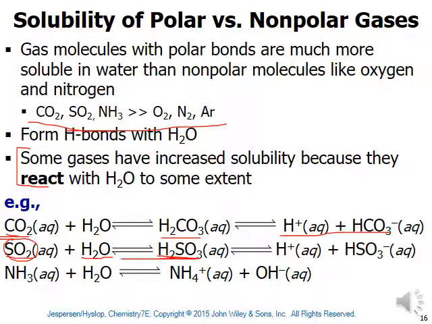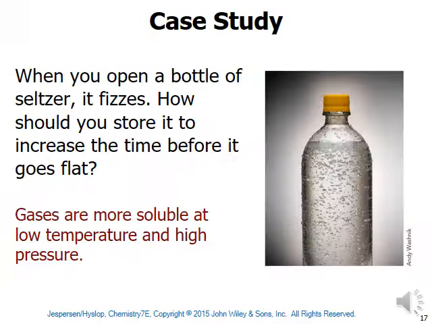Okay, and then we have this final one as well. When you open a bottle of pop or seltzer, it fizzes. How should you store it to increase the time before it goes flat? There are two ways you can do it. One is put it at low temperature. The other is put it at high pressure, or both. One way you could do high pressure is to just keep it closed. That way no gas particles can escape, and it'll keep that pressure inside.